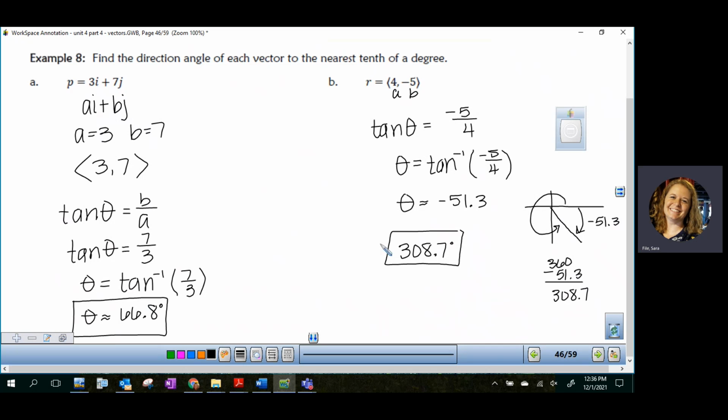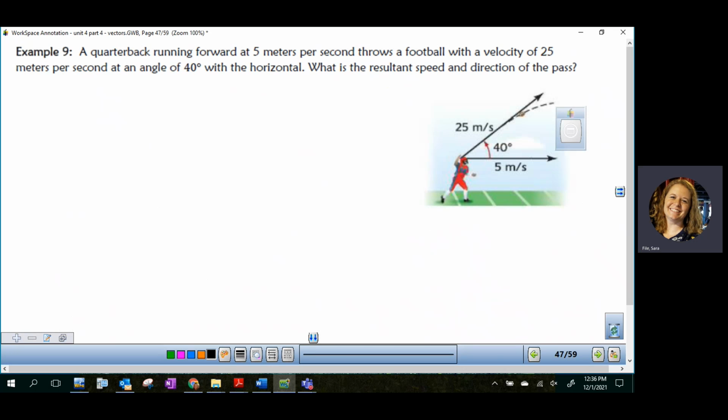So far, so good? Okay, almost done. Last example. We're going to apply. Application here. The quarterback running forward 5 meters per second throws a football with a velocity of 25 meters per second and an angle of 40 degrees with the horizontal. What is the resultant speed and direction of the pass?